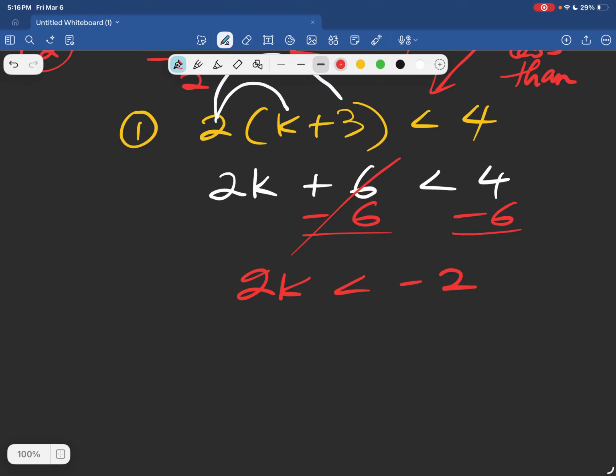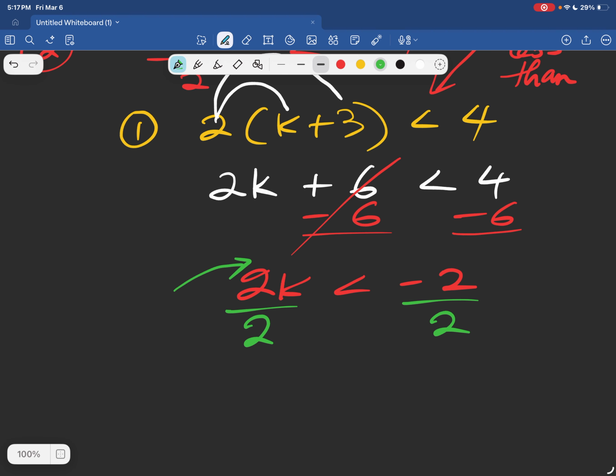The next thing that we are going to do is isolate k on the left side. So to isolate k on the left side, what we do is divide both sides by the 2 that is being used to multiply k. This 2 right here is multiplying k. The opposite of multiplication is division. So we are going to divide by 2.